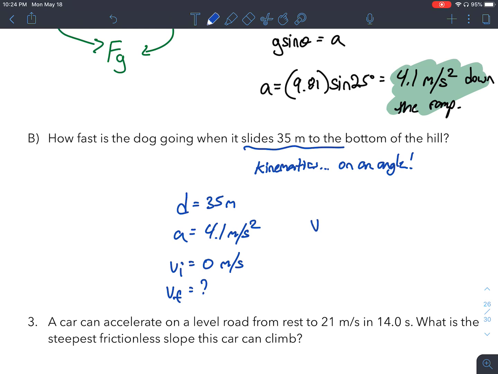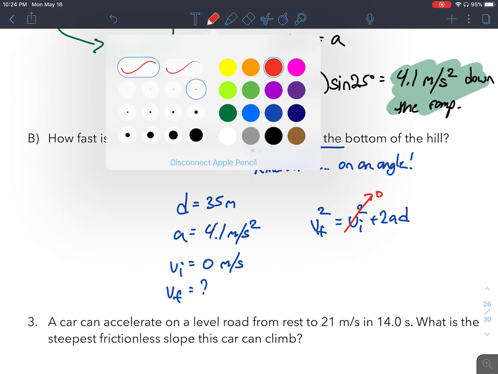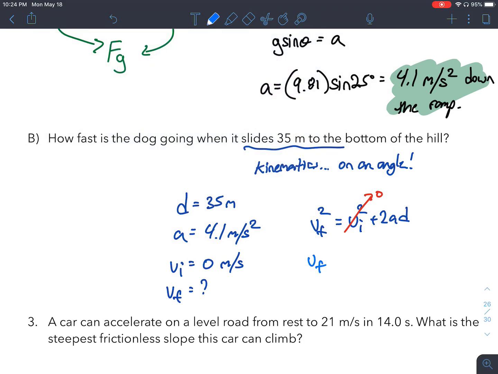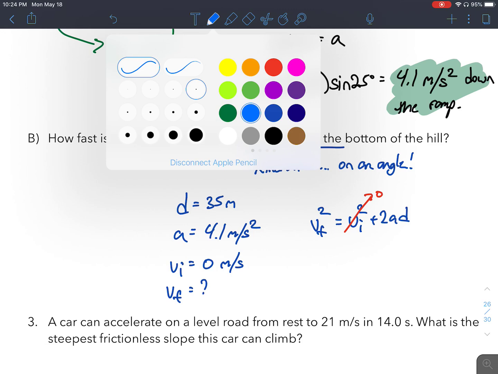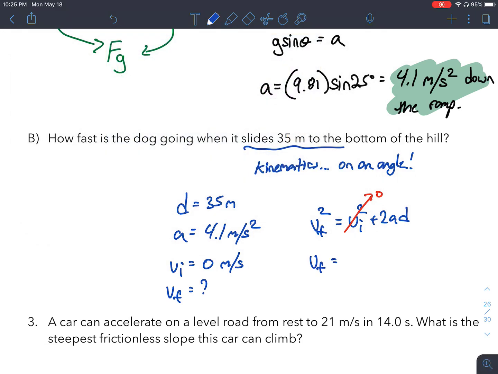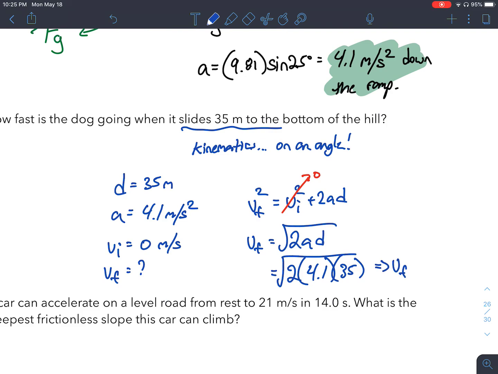So all we need to do is say v final squared is equal to v initial squared plus 2ad. We don't care at all about time because we have an initial velocity of 0. That's beautiful. So our final velocity is just going to be the square root of 2 times our acceleration times d, which is just 2 times 4.1 times 35 meters, which means our final velocity is a good old whopping 16.9 meters per second.